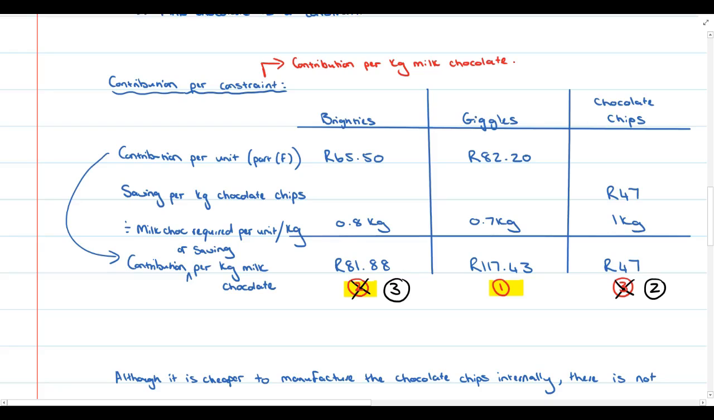So in order to be ranked second, the saving per kilogram of milk chocolate needs to be slightly better than the contribution per kilogram of milk chocolate for Brighties. So this can't be 47 Rand. That needs to increase to 81 Rand and 89 cents. And then you can see chocolate chips would be ranked second because it's slightly better than Brighties, and Brighties would be ranked third. And if this is the case, we would then recommend that the chocolate chips are rather manufactured internally instead of being purchased from the external supplier.